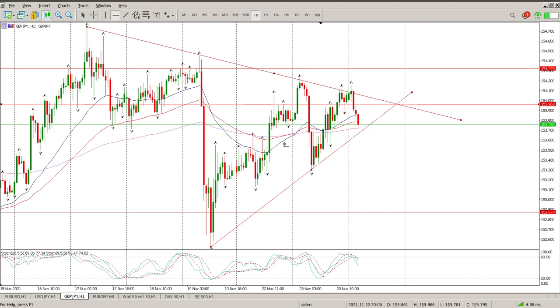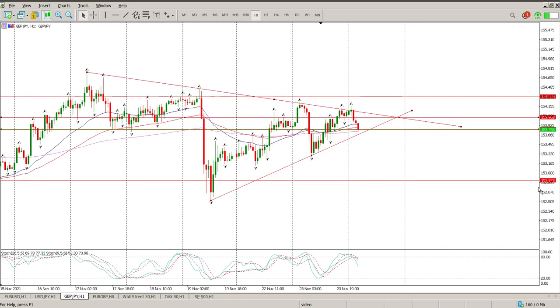So I'm going to make a really messy chart, but there's the next bit of structure that we're at the moment. So break below this, come back, test it, which will test a triangle. Should come up to the apex, reject there, and then move down. So that's kind of the structure we're looking for. Sit patiently and wait for this one.